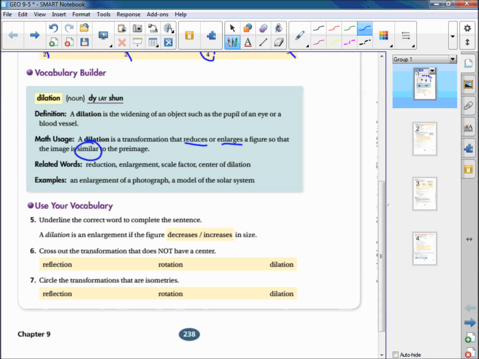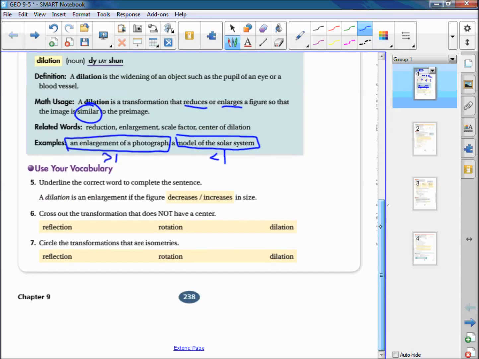An example: an enlargement of a photograph or the model of a solar system. If we make an enlargement of a photograph to maybe make a poster, then we did a dilation. Or if we make a model of the solar system, we did a dilation. This one has a scale factor greater than 1, and this one has a scale factor much smaller than 1. All right, use your vocabulary.